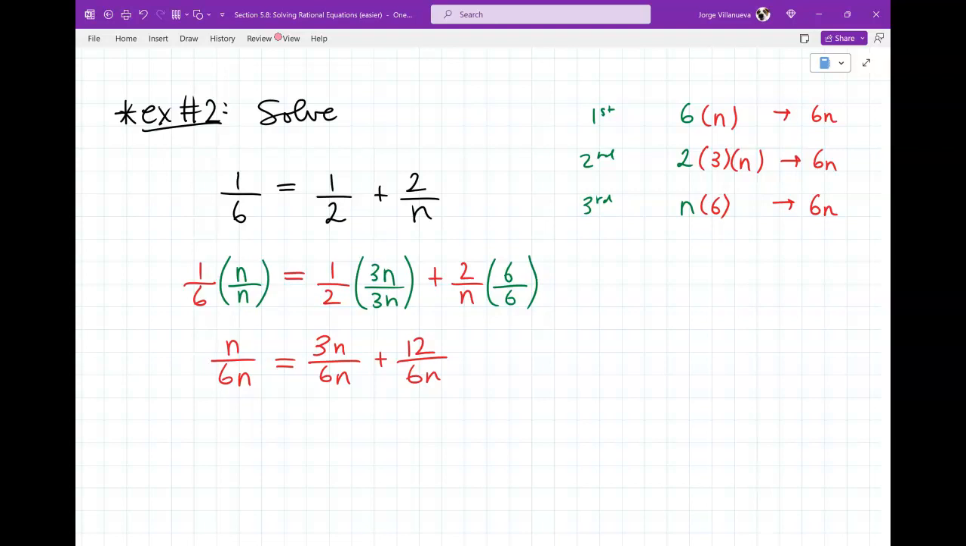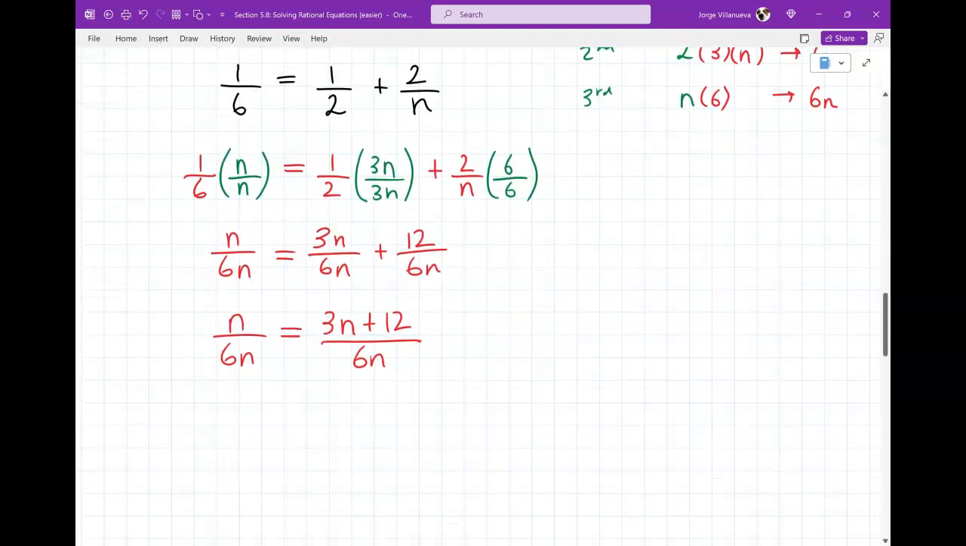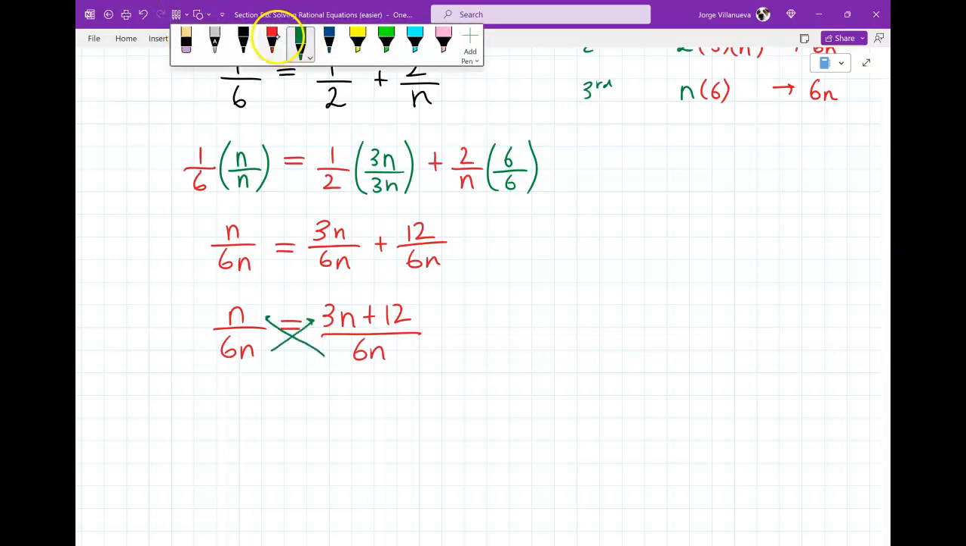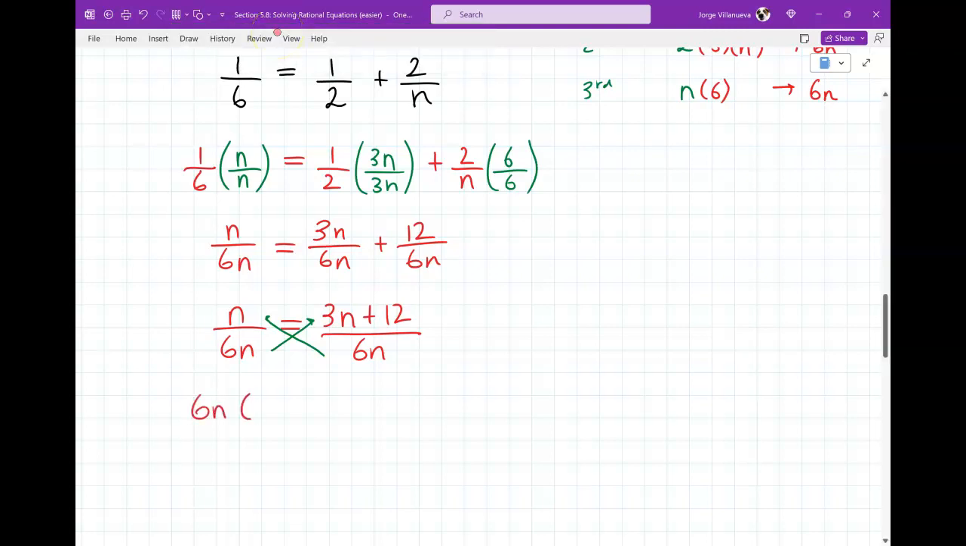So all right, let's combine the two fractions on the right side. Since there's 6n on both of them, I can add them together. So this will be n over 6n equal to 3n plus 12 over 6n. What's going to happen if I cross multiply right now to the denominators? Well, they're going to change from left to right, right to left. They're going to go on both sides. So let me show it. I'm going to cross multiply. It's going to look like this.